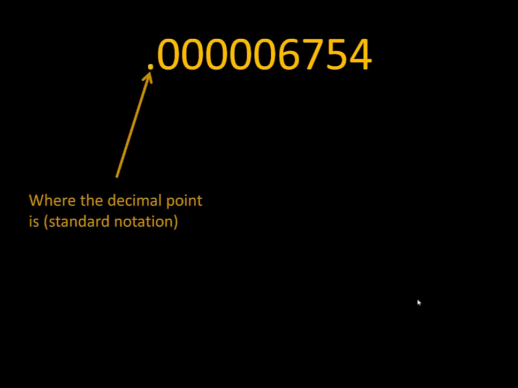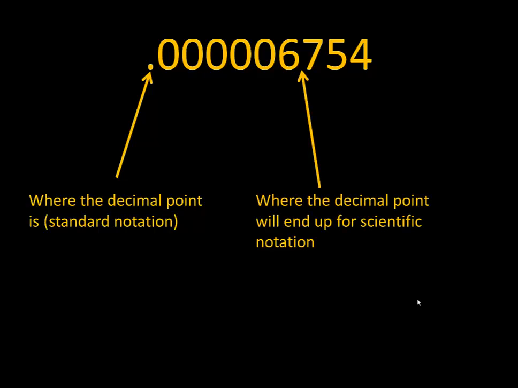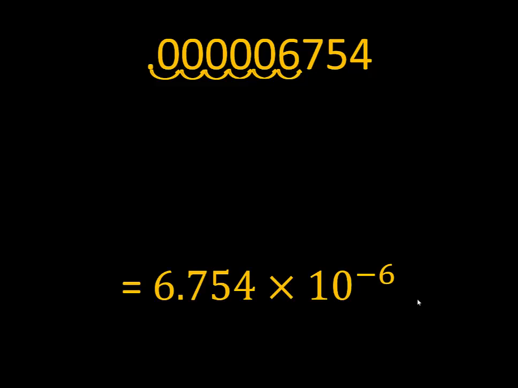Let's do one more here. This one, let's see, what is that? 0.000006754. There's where the decimal point is in standard notation. That's where we'd want it in scientific notation. How many places do we have to move it? 1, 2, 3, 4, 5, 6 places. So we'll want a 10 to the minus 6 for the multiplier, and 6.754 times 10 to the minus 6.